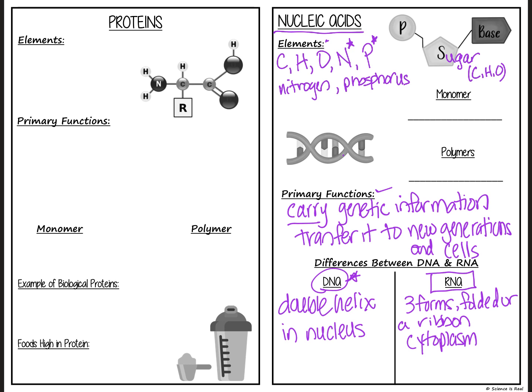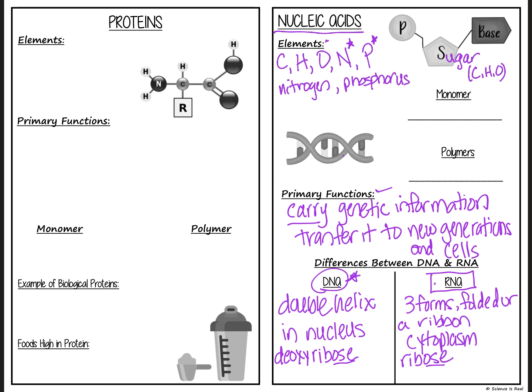So there are two sugars that make up nucleic acids. There are only two types of nucleic acids, just DNA and RNA. DNA has a sugar with a big giant word called deoxyribose. And RNA has the more simple form of the sugar, just ribose. And notice they both end in OSE.